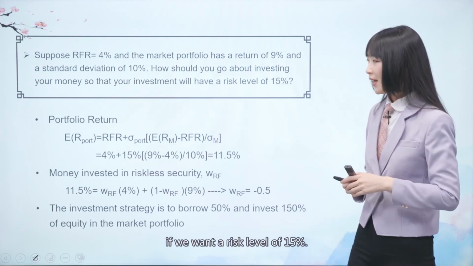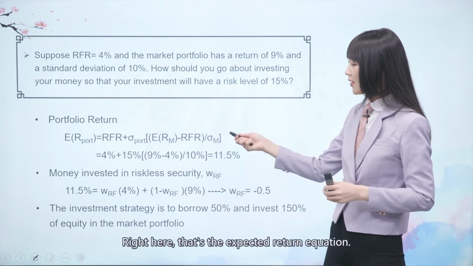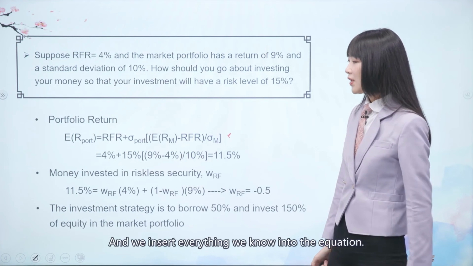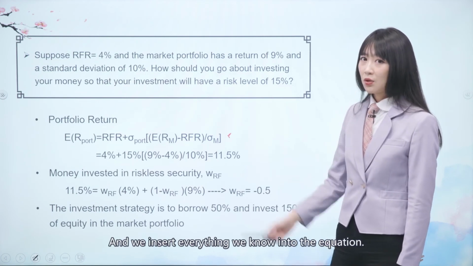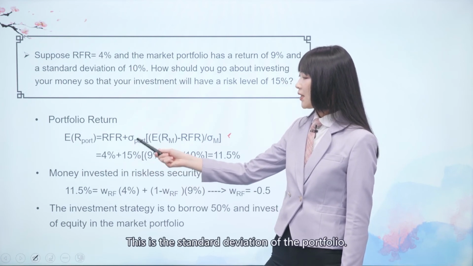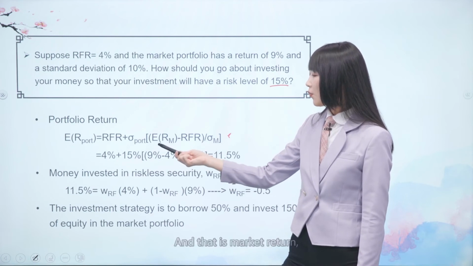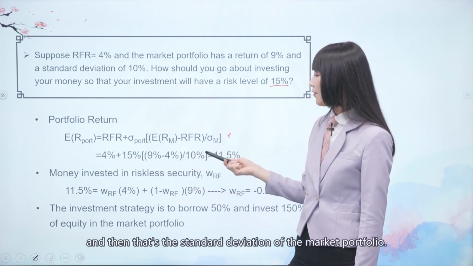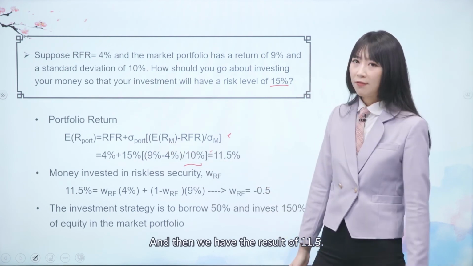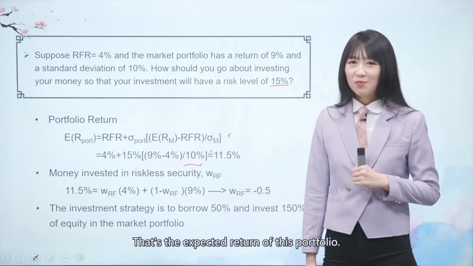Now, let's bring out the equation for the capital market line right here. That's the expected return equation. And we insert everything we know into the equation. The first element is the risk-free rate. This is the standard deviation of the portfolio, and that is the market return, and then that's the standard deviation of the market portfolio. And then we have the result of 11.5. So that is the expected return of this portfolio.